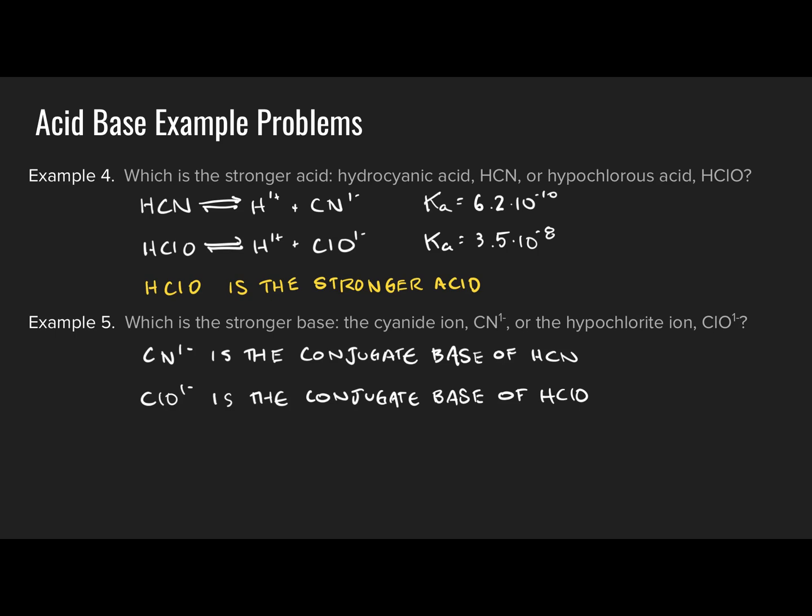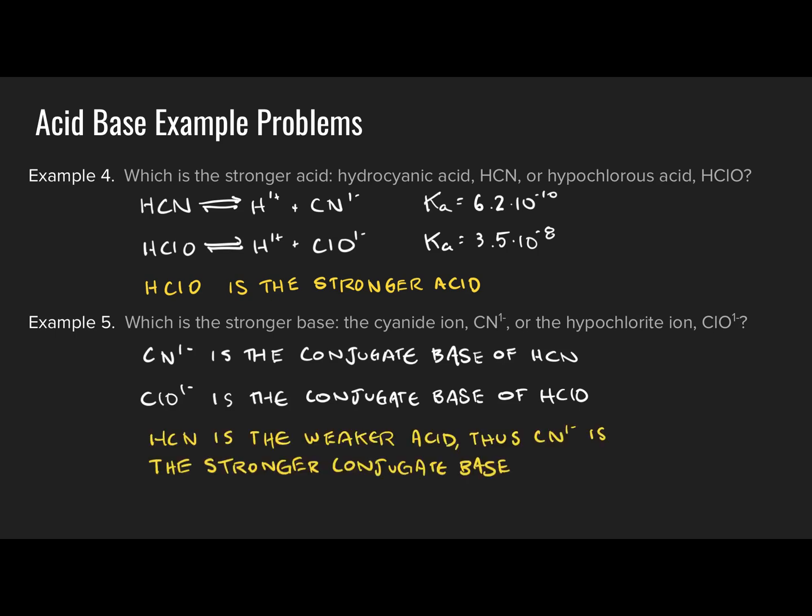And so to answer this question here, all I have to then understand is the relative strength of the acids. As we just saw, the acid HClO, hypochlorous acid, was a stronger acid than hydrocyanic acid, and that would imply, therefore, the conjugate base of hypochlorous acid, that is the hypochlorite ion, would therefore be a relatively weaker conjugate base than the conjugate base of hydrocyanic acid, that is the cyanide ion CN1 negative.